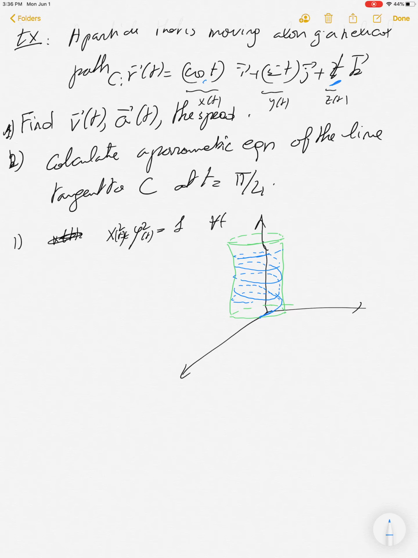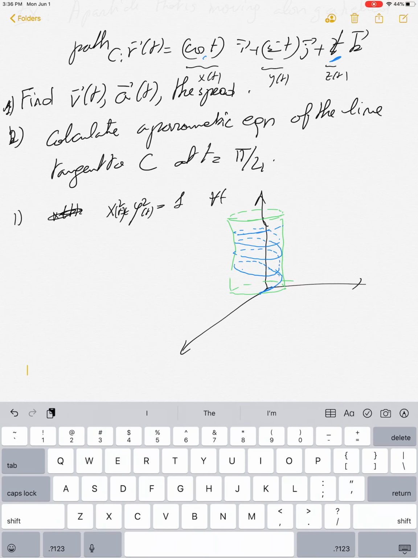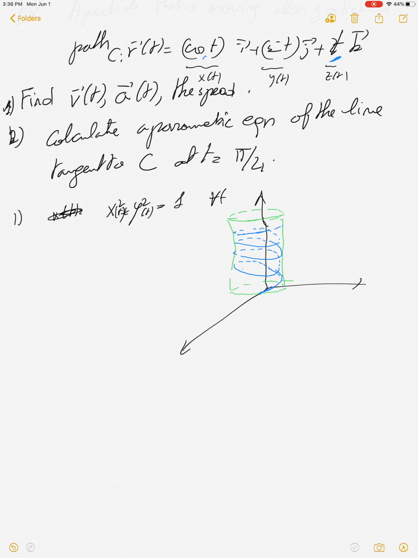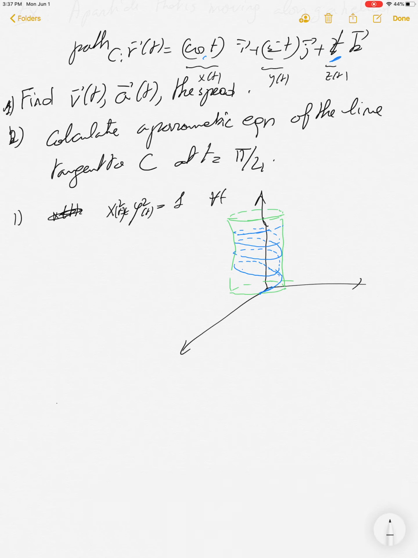Okay. So let's see. Okay. Now this is my motion. Now let's calculate R of t. I have R of t is cosine t, sine t, t.